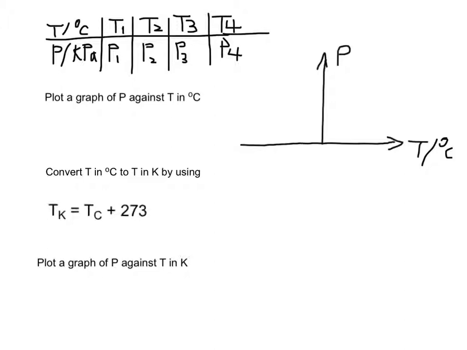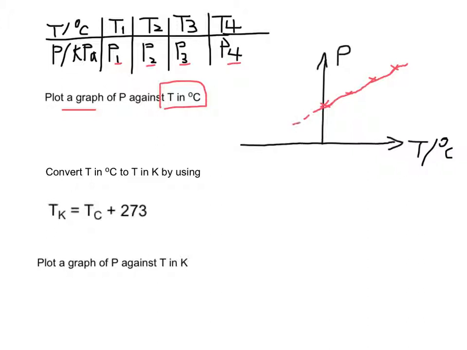If we have 4 sets of data 1, 2, 3, 4, the corresponding values T1 P1, T2 P2, T3 P3, T4 P4 are plotted on the graph of pressure against temperature in degrees Celsius. They all lie on a straight line, and we connect the 4 points.